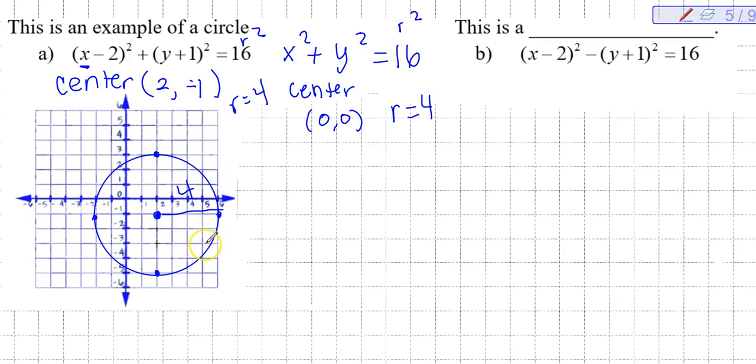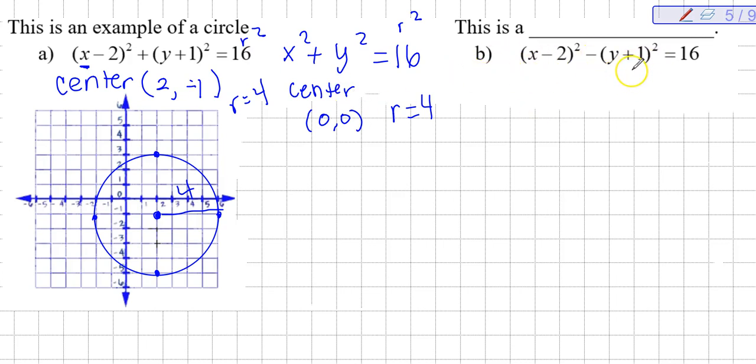Questions about that? Shifting right 2 will zero that out. Shifting down 1 will zero out that quantity. So that's moving the center. Right 2 and down 1. Okay, going over here to B.